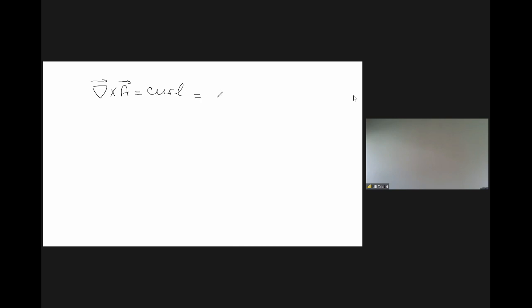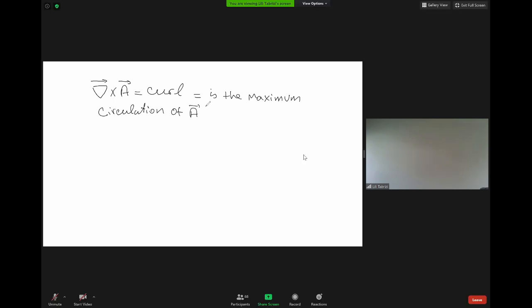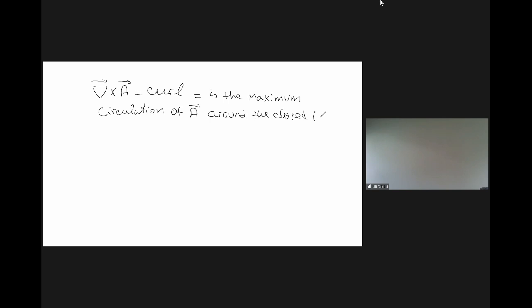Curl, what's the meaning of curl? Curl is the maximum circulation of vector A around the closed path.